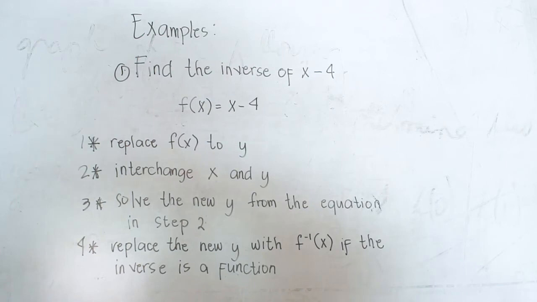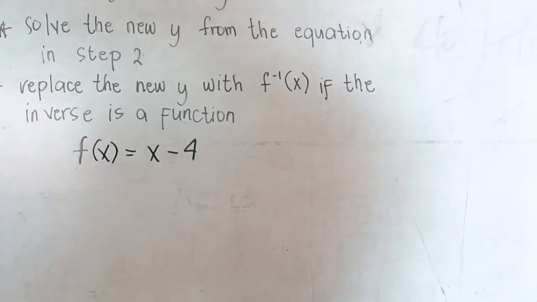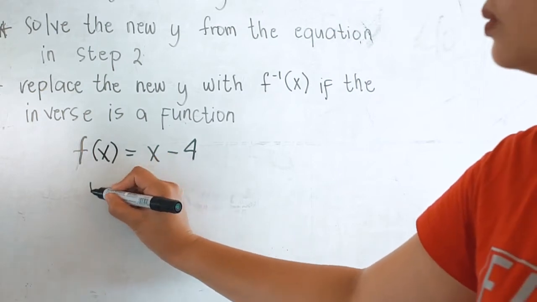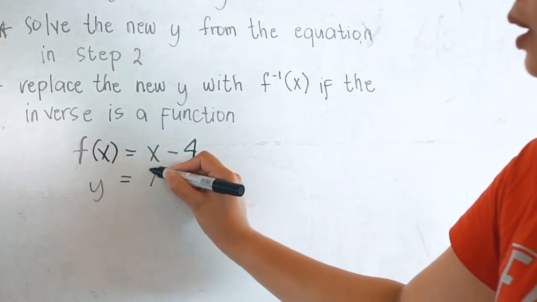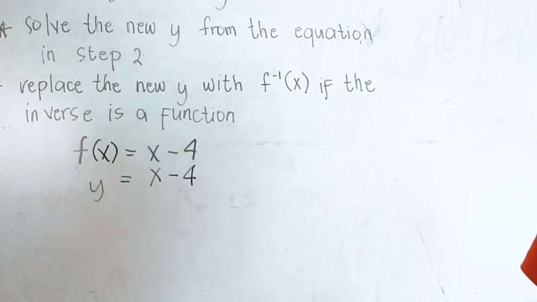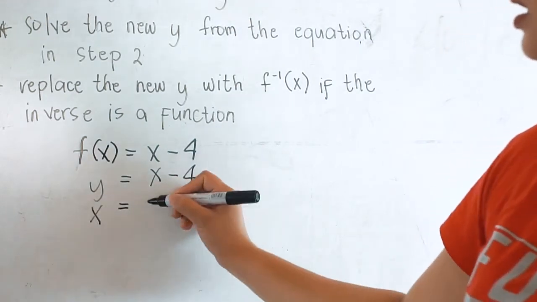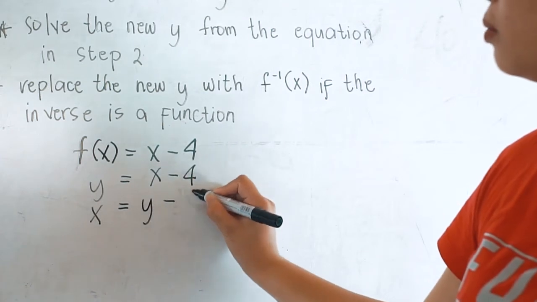So in the given example number 1, first we replace f of x with y. Given f of x equals x minus 4, f of x becomes y equals x minus 4. And then number 2, interchange x and y. So y becomes x and x becomes y minus 4.